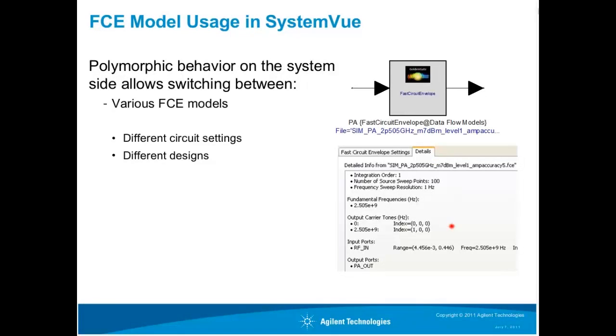Now, once you've placed this symbol, you can easily switch between different FCE models. So I could have a model for each corner, for instance, for my radio, or I can have them for different circuit settings. Or even if I'm building a system and I want to swap in different designs or be able to choose from different designs, I can bring in different circuits, even from different vendors, and run them within my system levels.